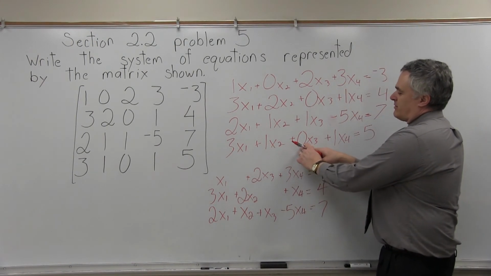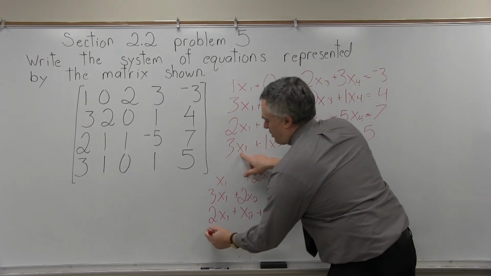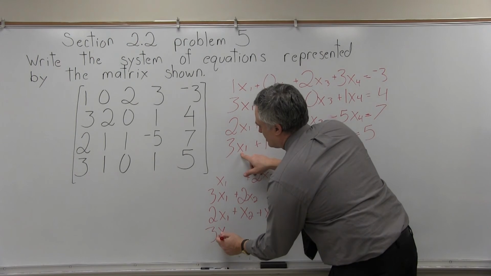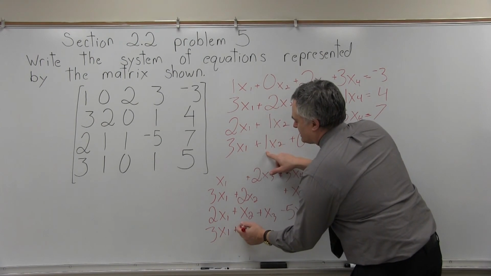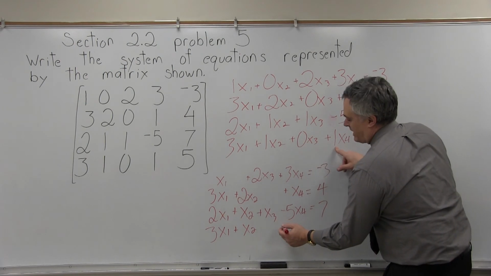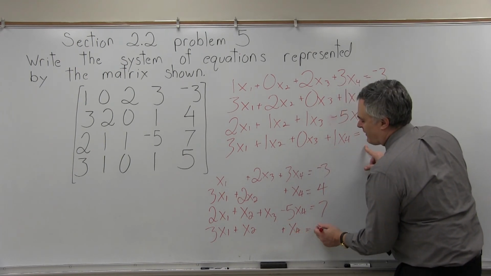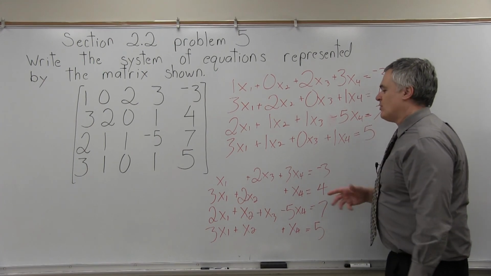The 0x3, I'm not going to write at all. And the 1x4, I'll just write as x4. So that bottom equation is 3x1 plus x2, no x3 at all, I'll just skip over that, plus x4 equals 5. And that's how they would more commonly be written.